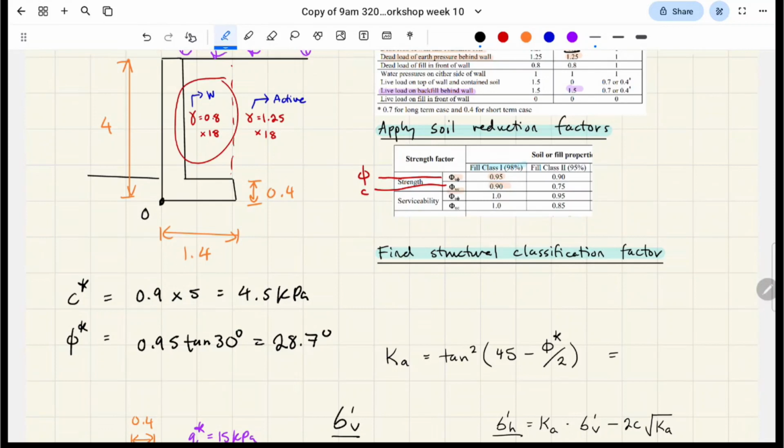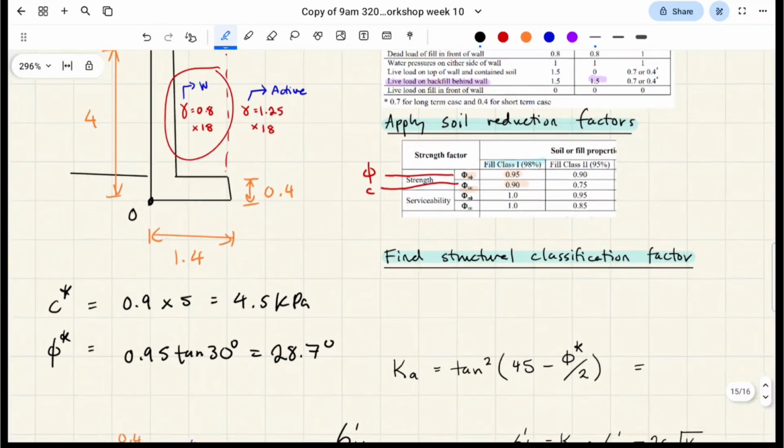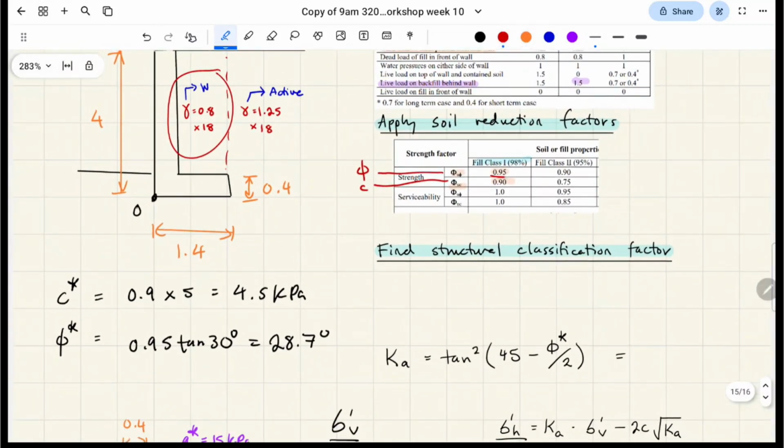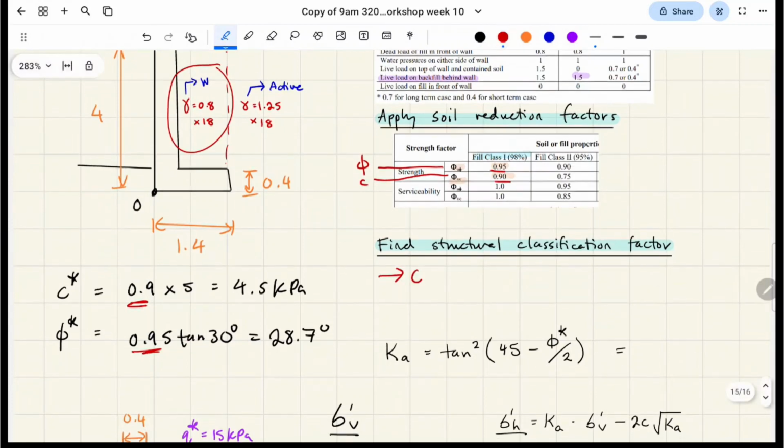Yep, we just scaled down our C star and phi star values. These values were from the table, that's these ones. It's the other way around in my writing. So the structural classification factor: this question is non-specific. I'll tell you how you deal with that at the very end.